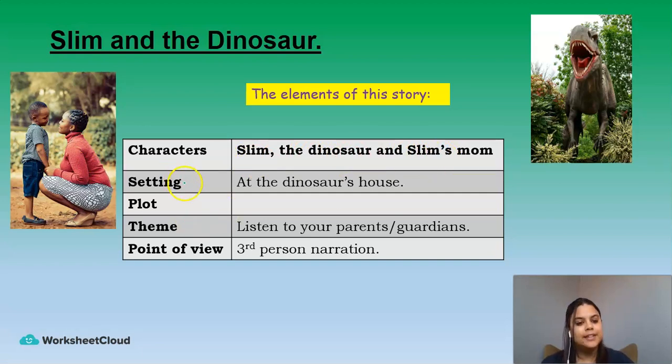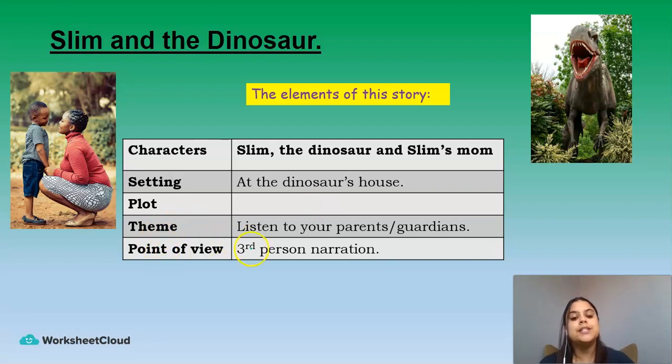Okay? And in the setting, most of the time it takes place at the dinosaur's house. Now, some of you might be saying, yes, but the setting isn't always there. I know that, but sometimes you have to look at where the story is happening most of the time. And most of the time, Slim is in the dinosaur's house. Okay, so that is the setting. We're going to come back to the plot. But for now, we're going to move on to theme. Listen to your parents or guardians. So the message or the lesson that they're trying to teach us from the story is that we need to listen to our parents or our guardians. Okay, so that is what they want us to learn at the end of the day.